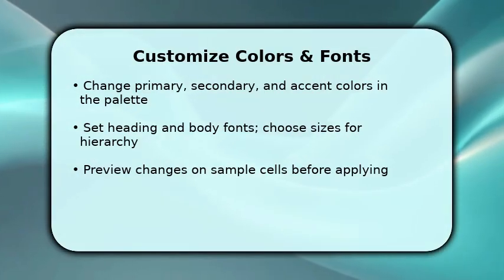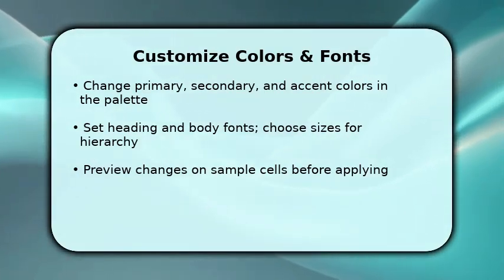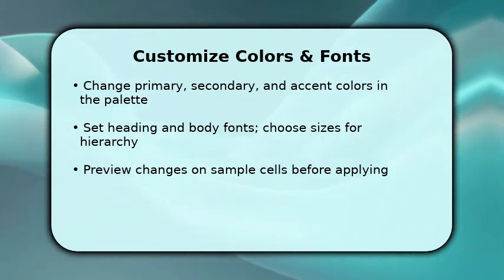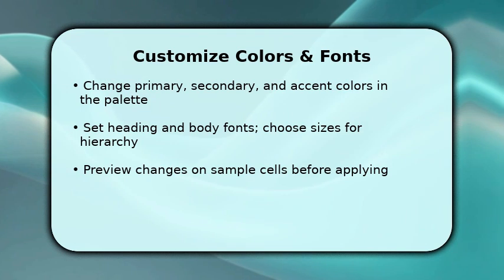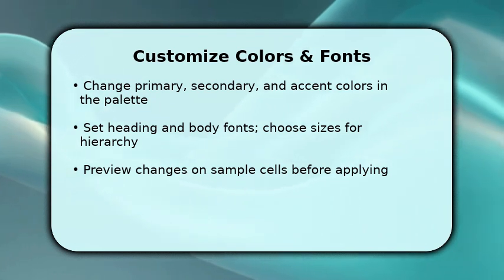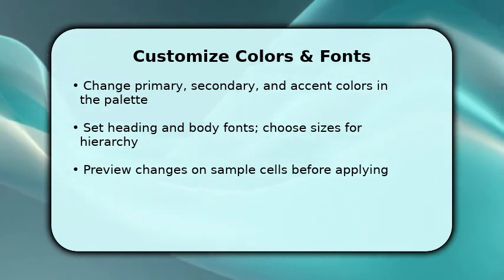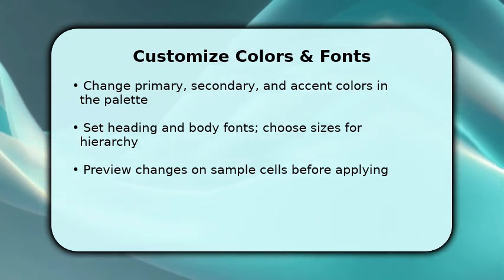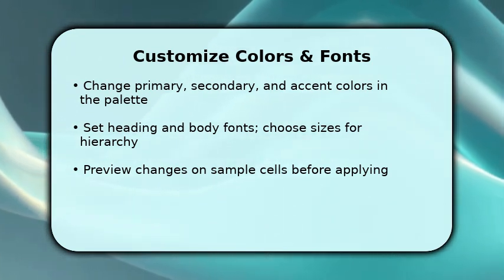Now customize the palette. Change primary, secondary, and accent colors to reflect your visual hierarchy. You'll want a readable body font and a distinct heading font. Set sizes so headings stand out without overpowering content. Use the sample table in the editor to preview contrast and spacing. This ensures accessibility and legibility.